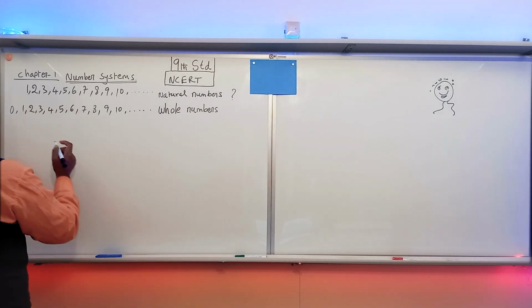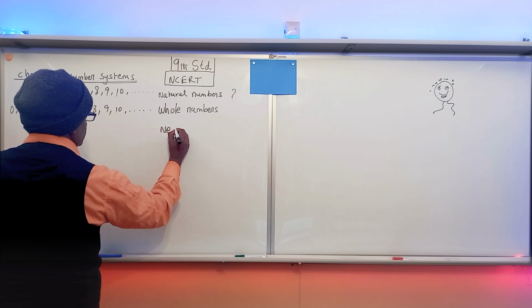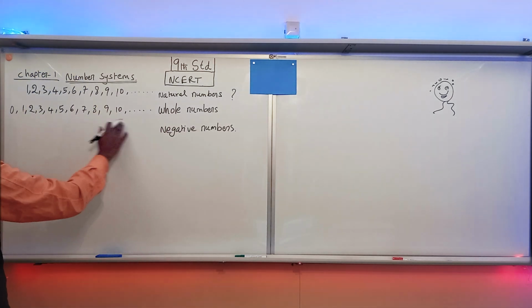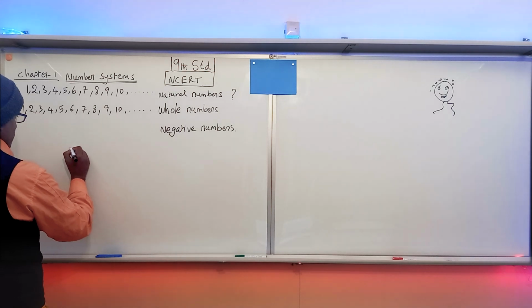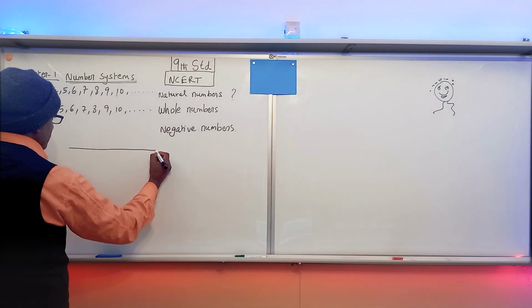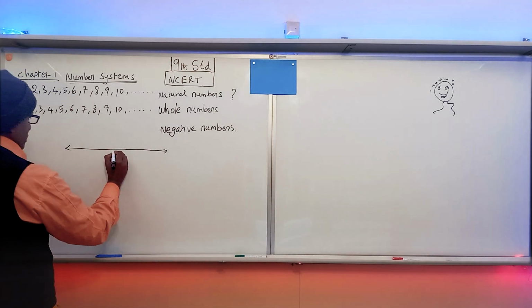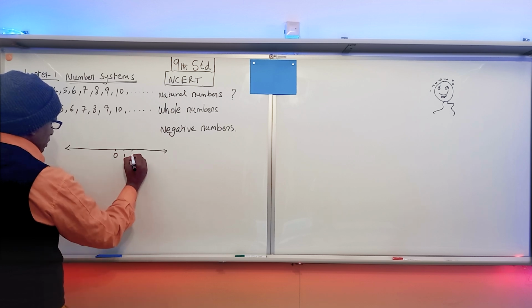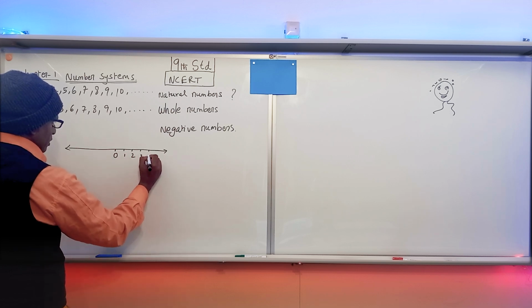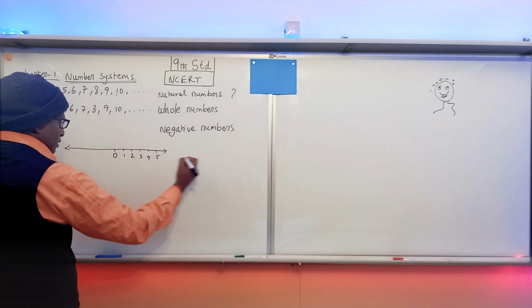And then came negative numbers. It's just numbers like this, but then we start with minus numbers. So we got, let's say this is the number line. It goes on both sides. We take in the middle 0, call it 1, call it 2, call it 3, call it 4, call it 5. And then it goes on.